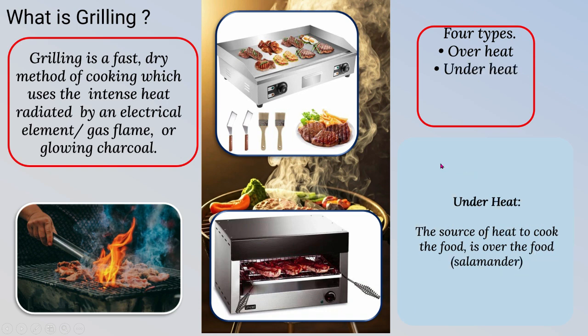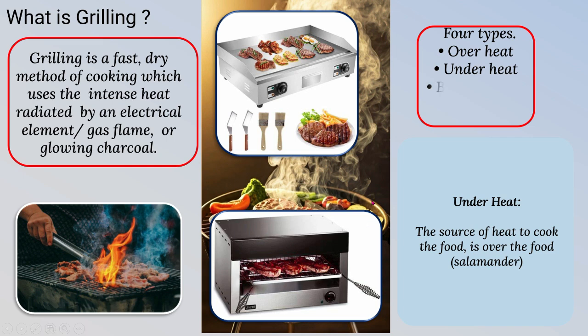Another one is under the heat. Very clear. The source of heat to cook the food is over the food, like this container, where we can see that the heat is coming from the top and the meat is placed below that. This kind of heating equipment is known as a salamander, where the heat source is coming from the top.